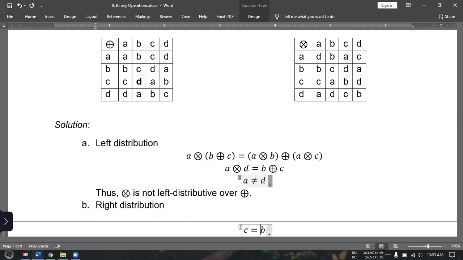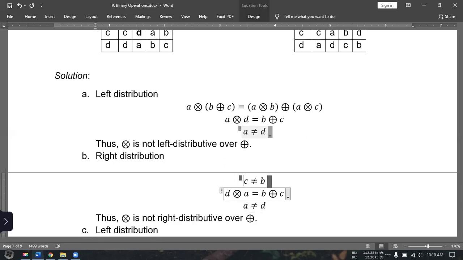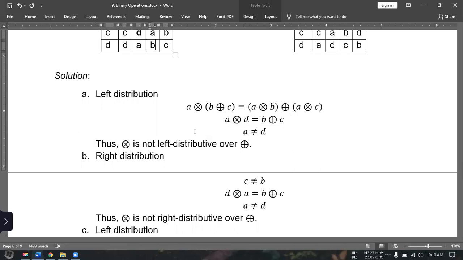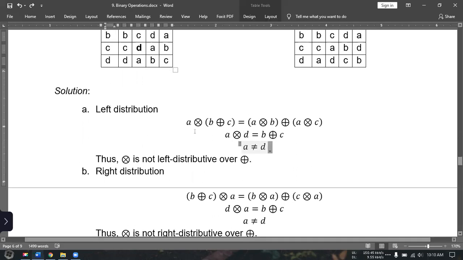Not equivalent. So, again, the multiplication is not right distributive over addition. Kaya ba lang siguro dito? Kapit. C times P. Wait na. Baliktad siya na. Wait lang. There's something wrong with my solution. Diba? Wait. I think.